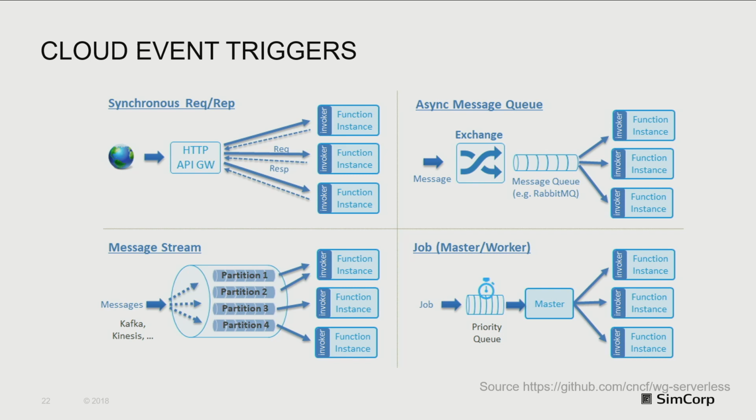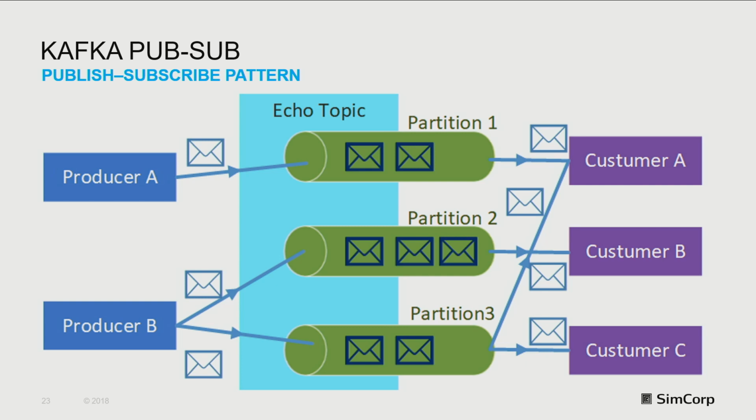So let's go about message streams, and I'm going to present an example on this. This is the PubSub pattern, and here consumers consume the messages which producers are putting to the queues, to the topics. An example for this will be here.